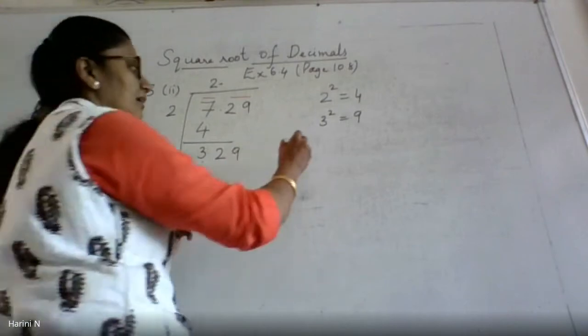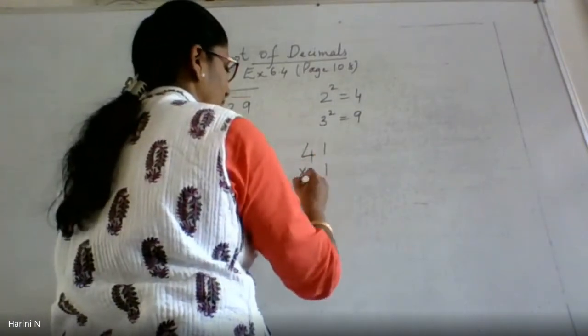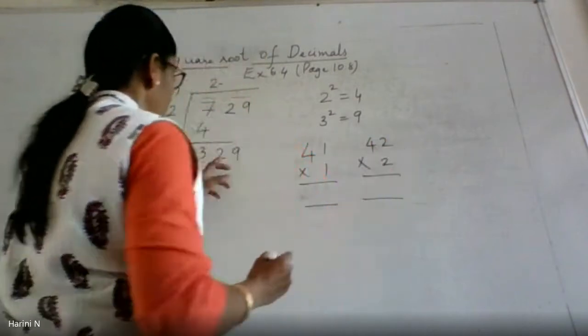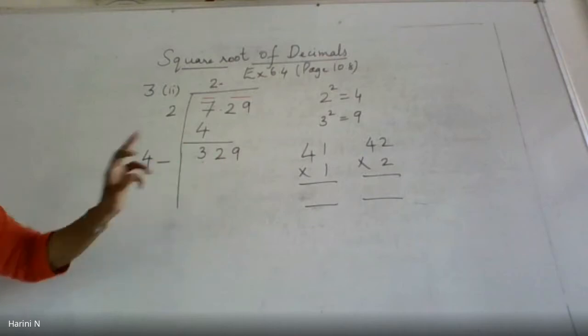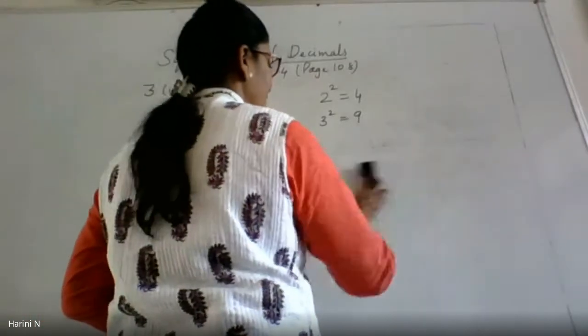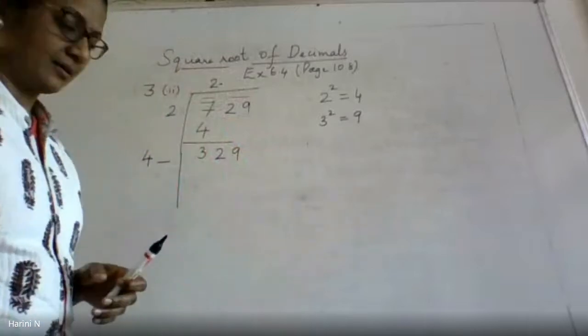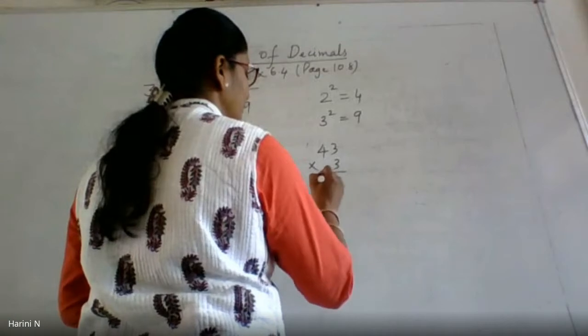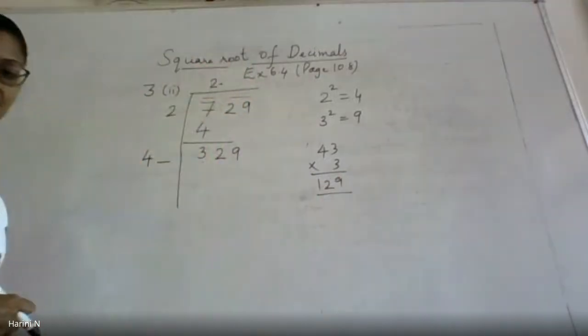So it can be substituted as 41 into 1, or 42 into 2. Like this you can do. Because it is ending with 9, can you guess what should be the digit there? Maybe it is 3. Shall we try? 43 into 3. I have to see if it will be 329. 3 3s are 9, 3 4s are 12. It's only 129. So what shall I do?